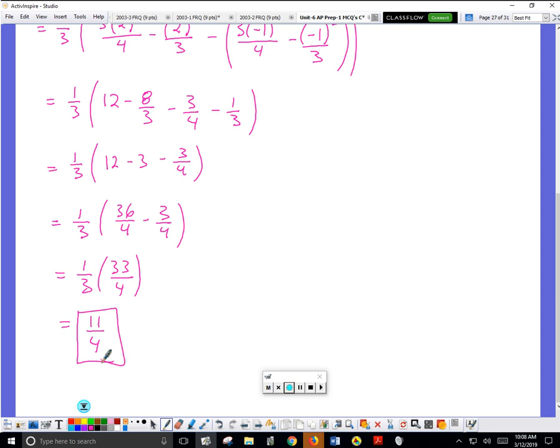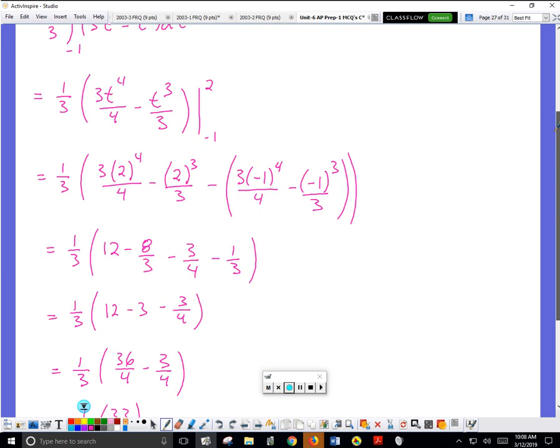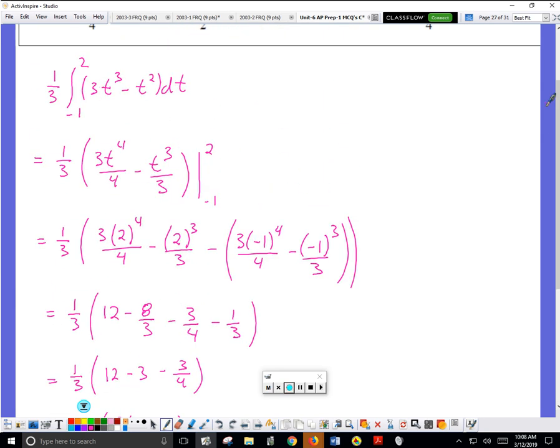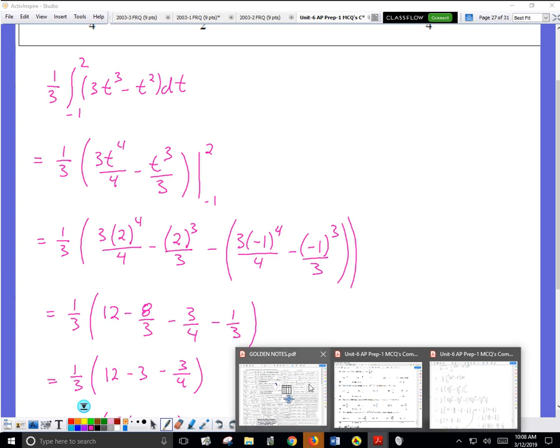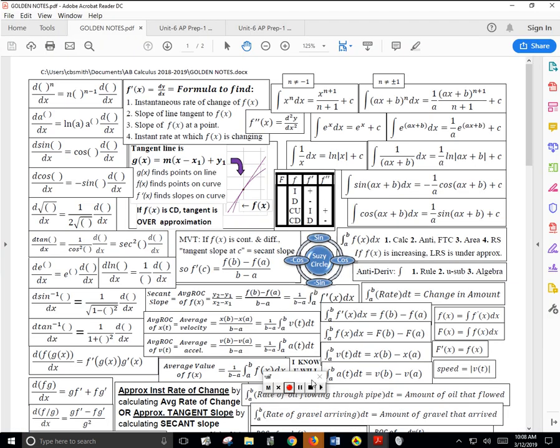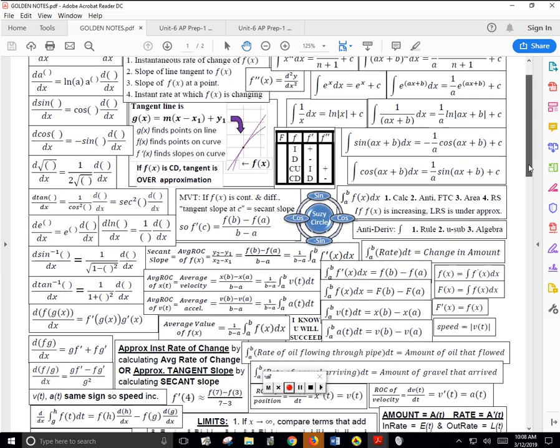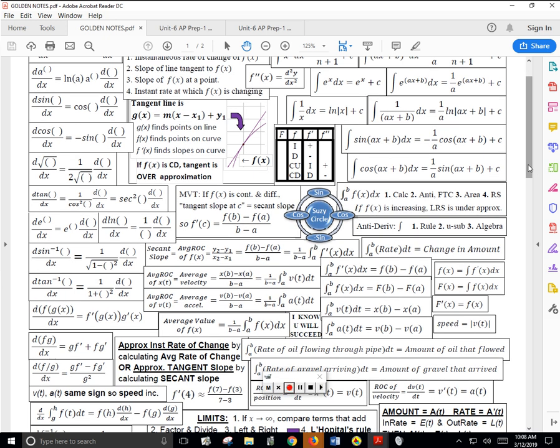Question? Please, Lawrence. So, when you went from the step up, why do you subtract the two different equations when you find negative 1 to 2? Like right here? Yeah. So, grab your golden note. Look right side, just a little below Susie's circle. Did you find this one? You're good.